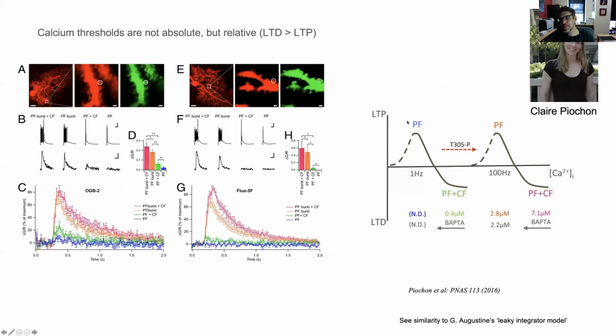So that leads to this inverse calcium threshold curve here, where more calcium is required for long-term depression than for potentiation. That's different from the neocortical and hippocampal scenario, the BCM (Bienenstock-Cooper-Munro) curve, where it's just the opposite: more calcium for potentiation than for depression.